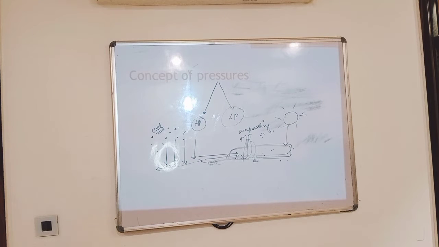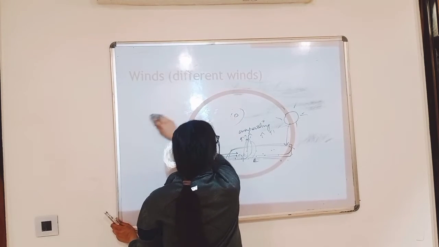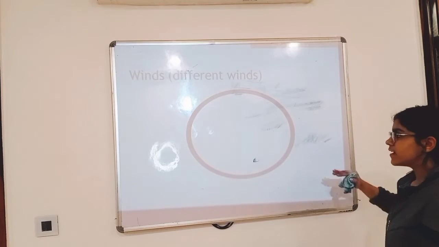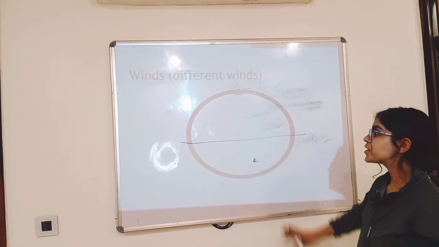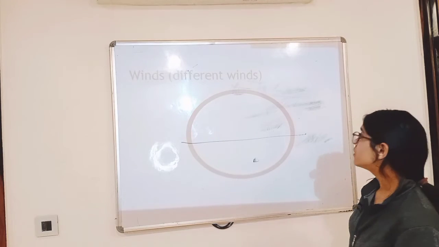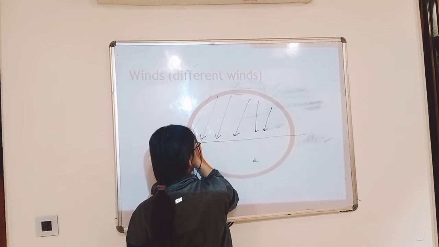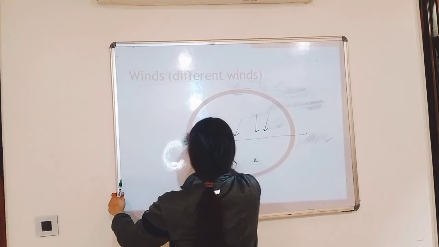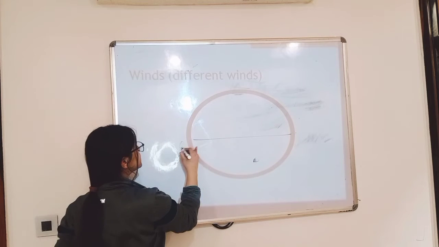I hope till here it's clear. Now we will discuss the different types of winds. If this is my earth and here my equator passes, okay? This is my earth and here my equator passes on. I have some winds that blow like this. Okay, wait, let me tell you from the start. So, see, this is my equator at 0 degrees.